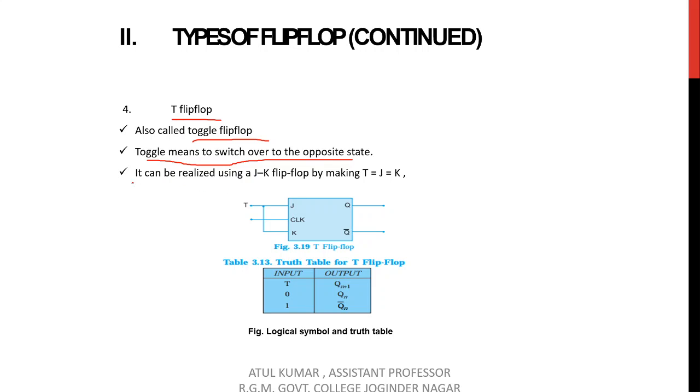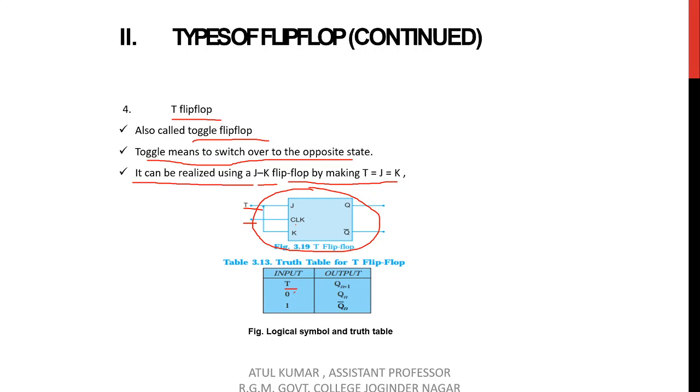So a toggle flip flop can be realized by using a JK flip flop by making T equal to J equal to K. So this one is a logic circuit for the T flip flop, and it is formed from the JK flip flop by making J and K equal to T, and the next input is the clock pulse.